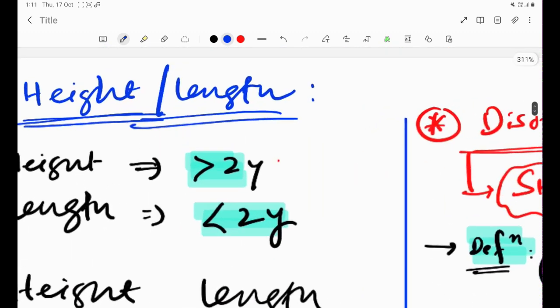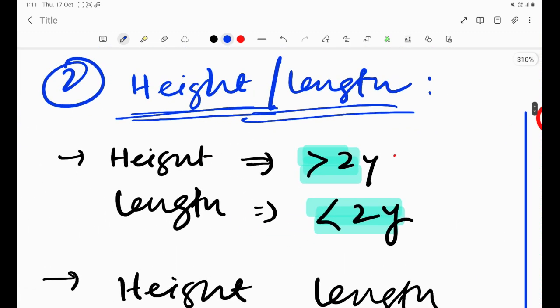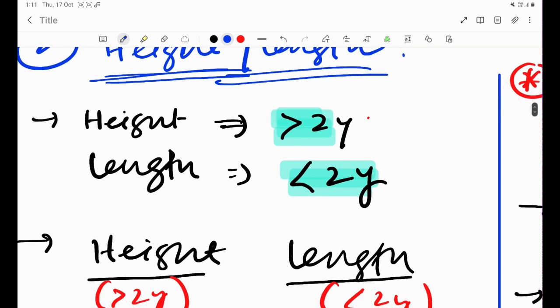Next, we'll start with height or length. If you're taking more than 2 years of age, then you should call it height. If you're taking less than 2 years of age, then you should call it length.